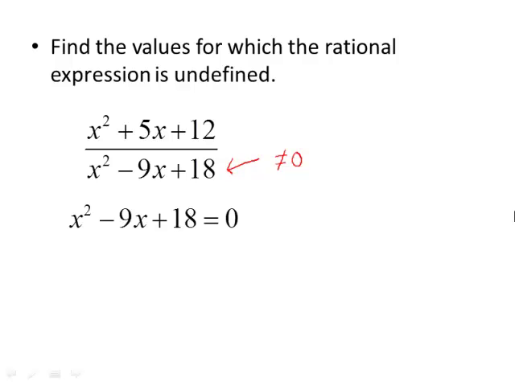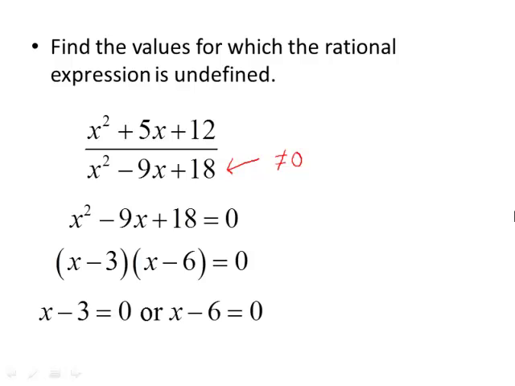Set the denominator equal to 0. Since this is quadratic, we'll factor. Set each factor equal to 0 and solve. So the two values for which this rational expression is undefined are 3 and 6.